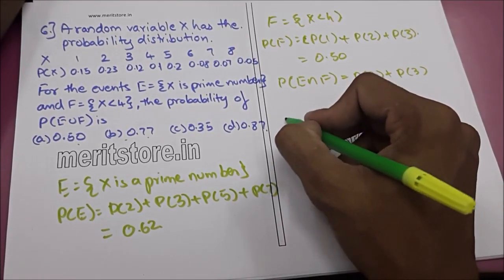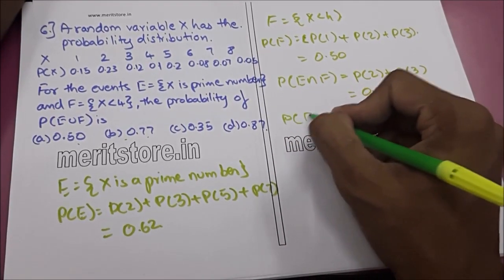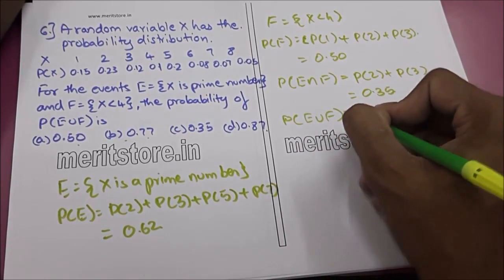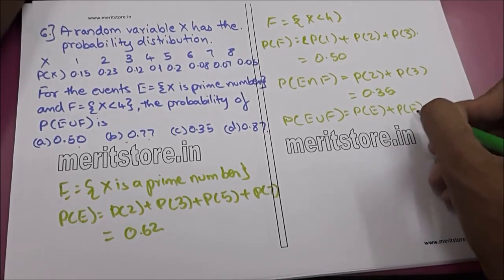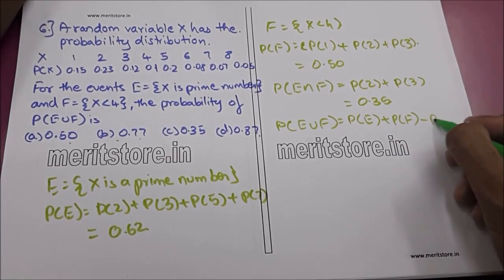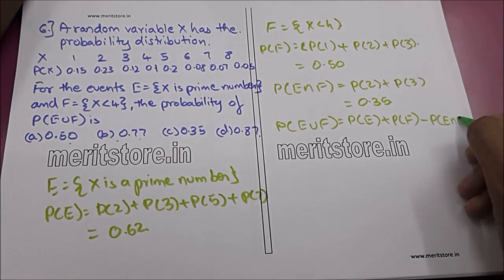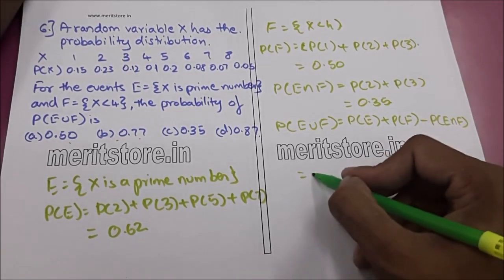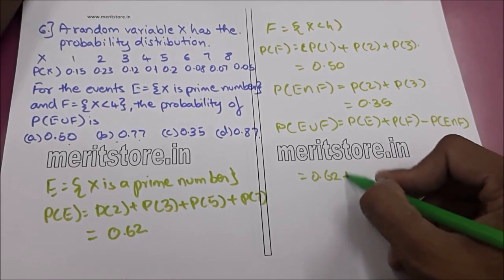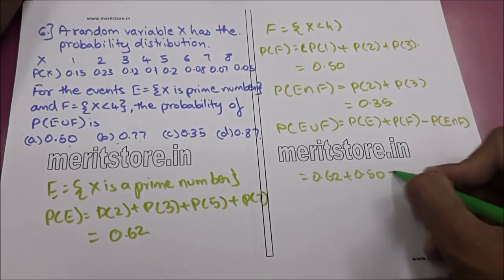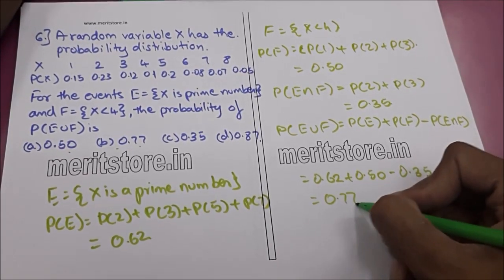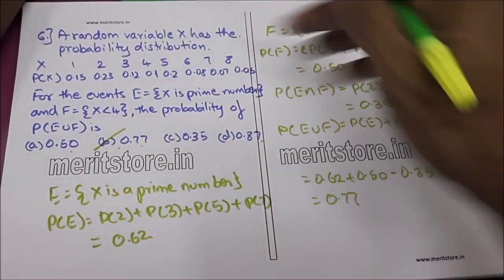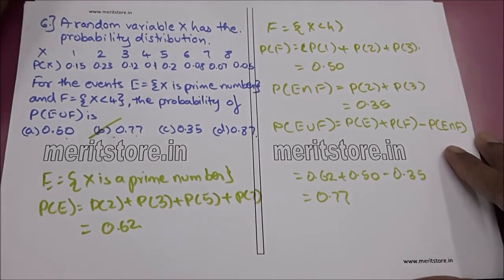We solve for union, that is the formula we have for union, P of E plus P of F minus P of E intersection F, which is equal to 0.62 plus 0.50 minus 0.35, is equal to 0.77, which is our option B. Option B is the correct answer.